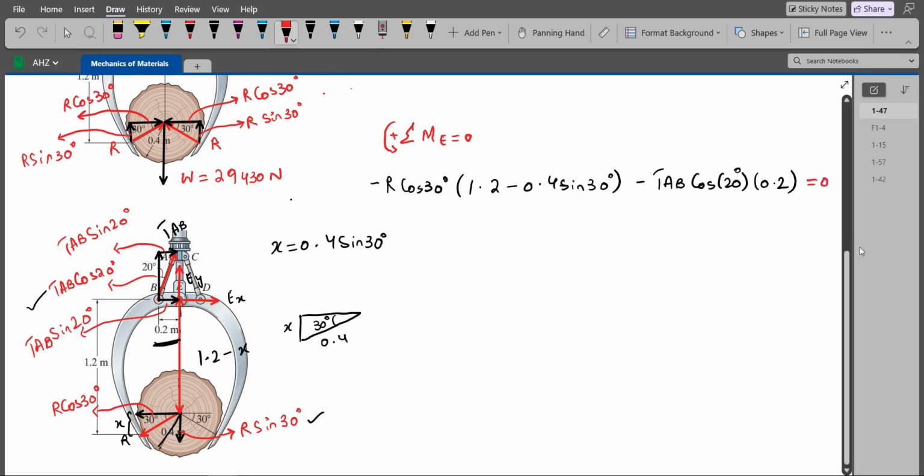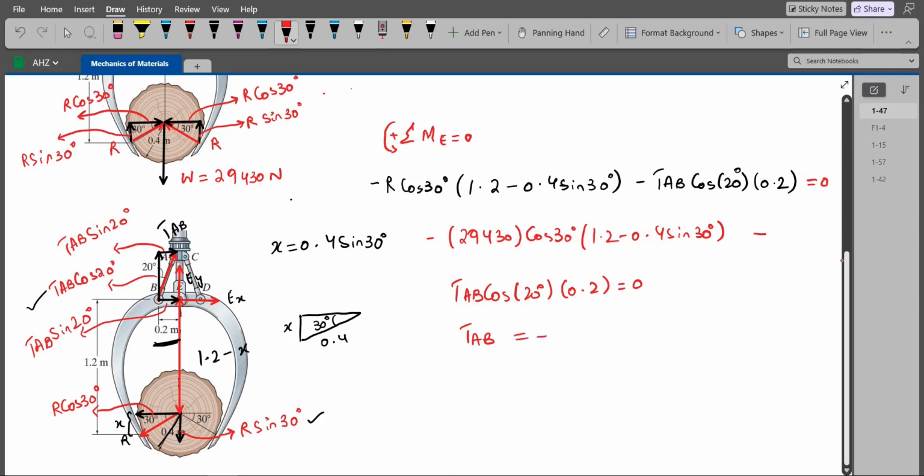So equals to 0. Since we already know the value for R, so minus 29,430 into cos 30 multiplied by 1.2 minus 0.4 sin 30, minus TAB cos 20 into 0.2 equals to 0. So when you simplify it and solve it, the value for TAB comes out to be negative 135.61 exponent 3 newtons.